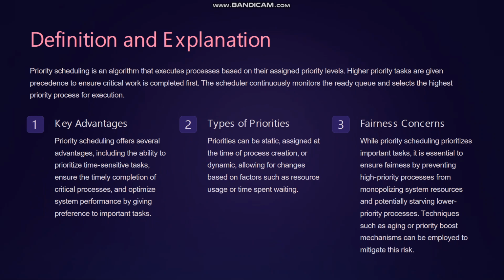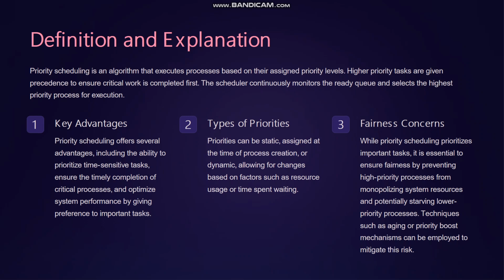Definition and explanation. Priority scheduling is an algorithm that executes processes based on their assigned priority levels. Higher priority tasks are given precedence to ensure critical work is completed first. The scheduler continuously monitors the ready queue and selects the highest priority process for execution.